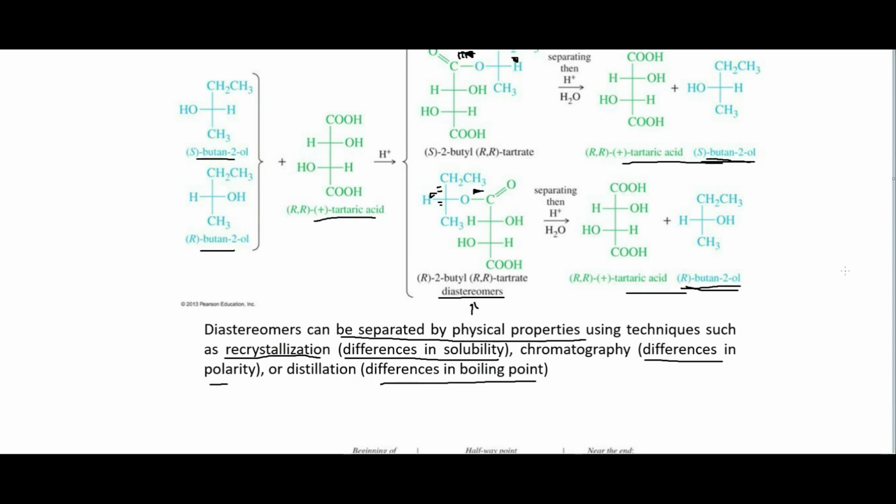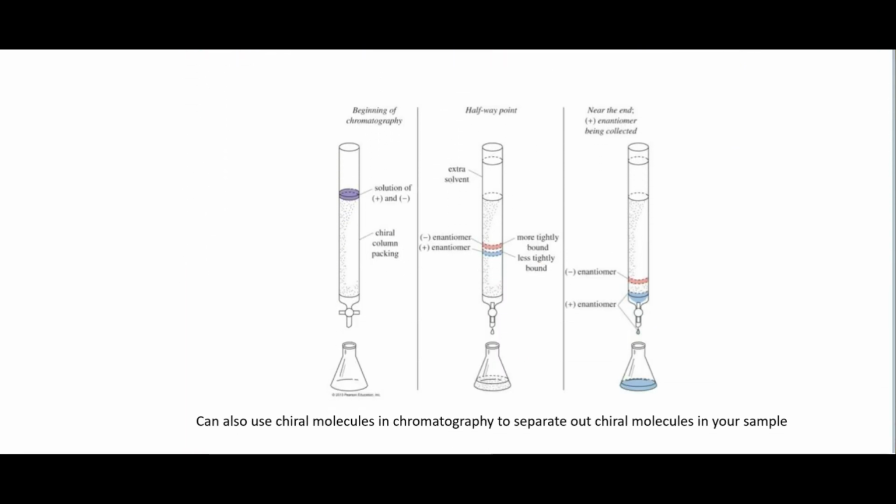But if you already have some pure enantiomer of something, you could actually use that to then separate out the pure enantiomer of something else. In a way, that's kind of what biological enzymes are doing, because the enzymes are going to be chiral molecules, and so they're going to be selective of chiral molecules. But you could do that with chromatography as well.